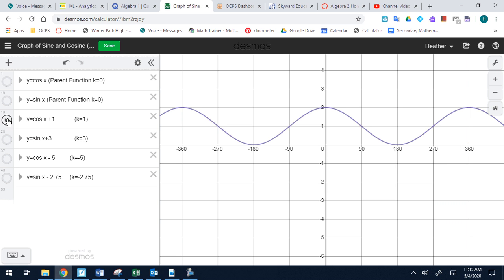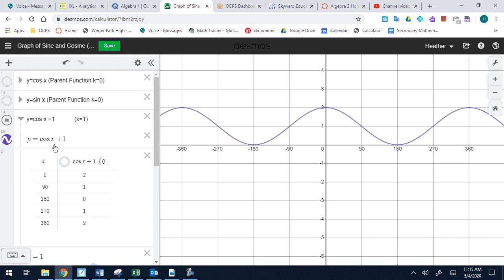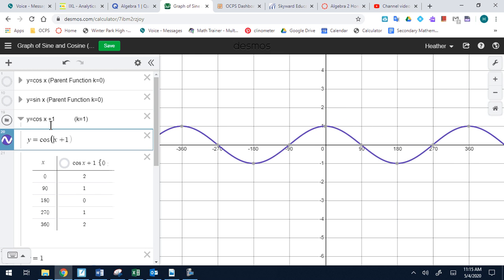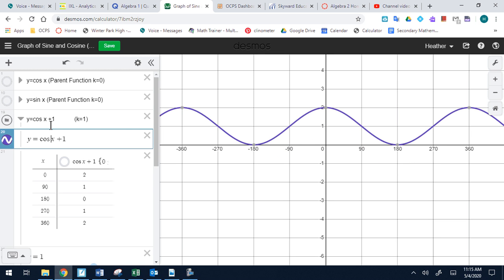So I'm going to start with this cosine of x plus 1. And notice no parentheses. So with parentheses, it's different. With parentheses, you're changing h. Without parentheses, you're changing k. So notice that those two things are different.